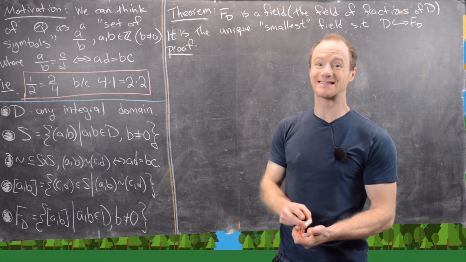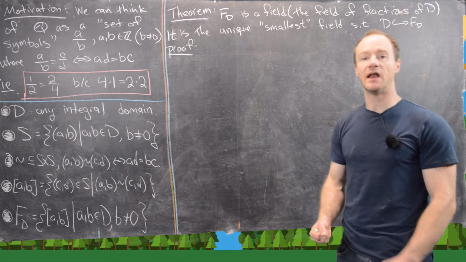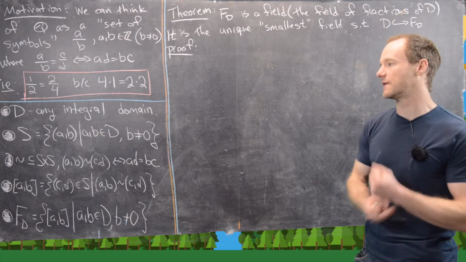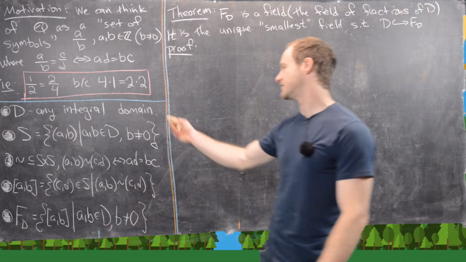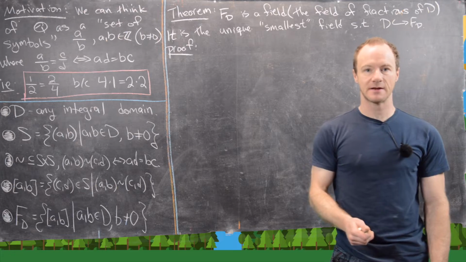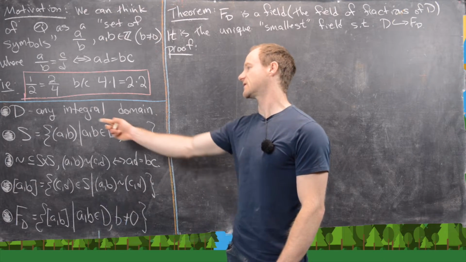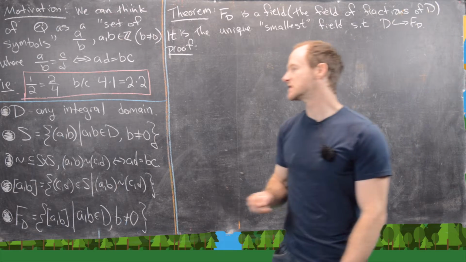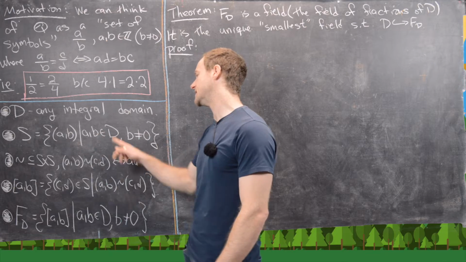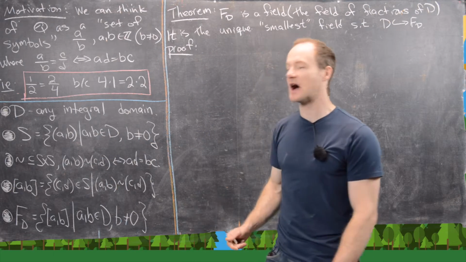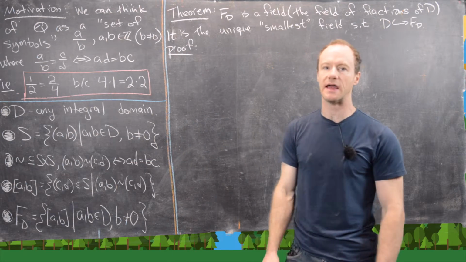Now we want to extend this idea to an arbitrary integral domain, and doing that forms this thing called the field of fractions. So let's see our setup here. We have D as any integral domain, and then to that integral domain we want to think about the following set S. It's going to be all ordered pairs (A, B), where A, B is in D and B is not equal to 0. So really this ordered pair is like the symbol A over B.